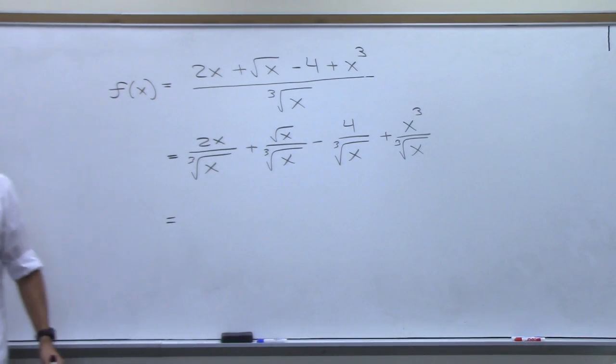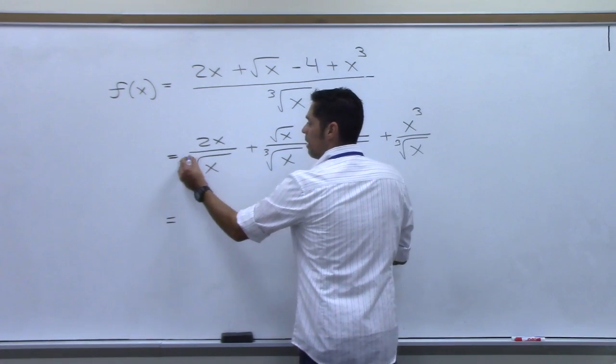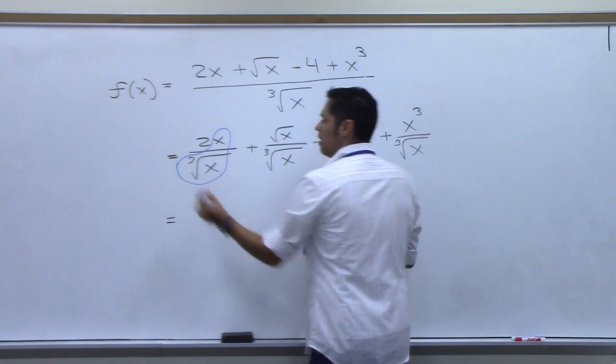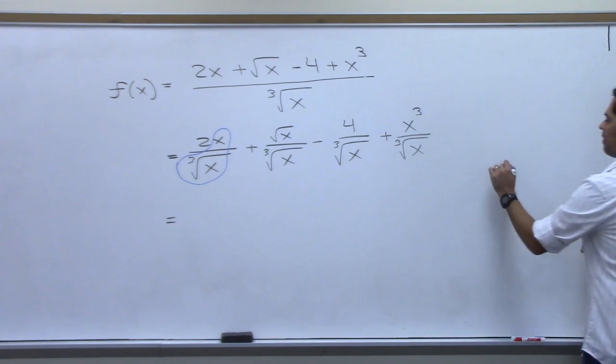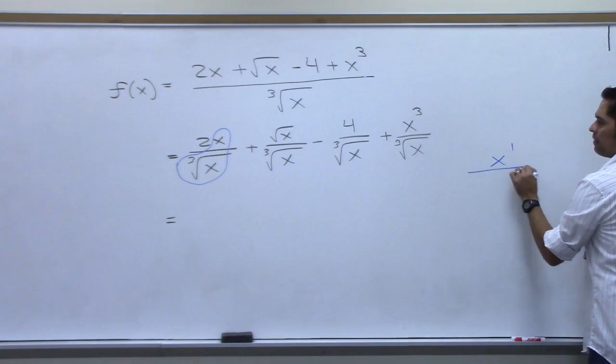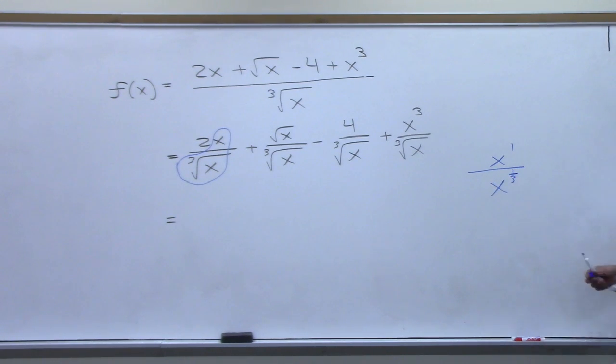And then, what can you do? You can start doing power rule, yes, as soon as we get a single power of x, though, right? Like this has to be put together to become x to a power. So let's just talk about that. This is college algebra. X to the first power over x to what power? 1/3, right? Cube root is 1/3.